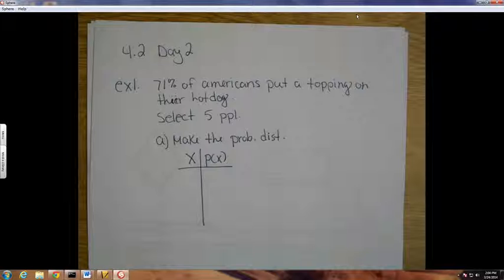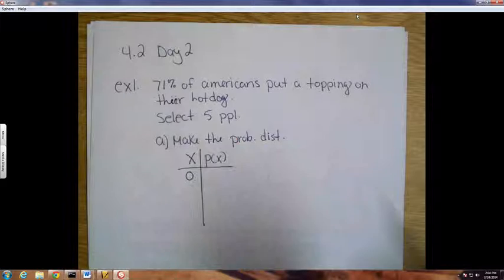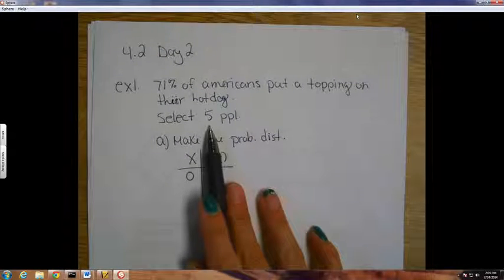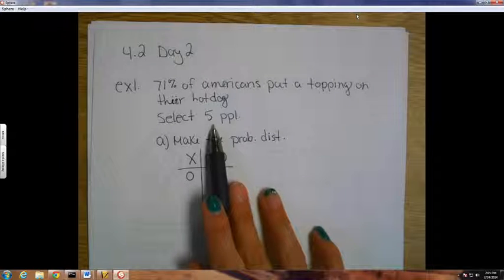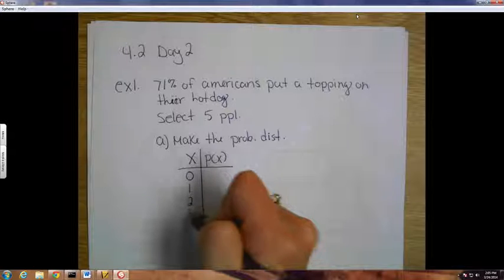So, remember, X is the number of successes. What's the fewest number of successes we can ever have in an experiment? 0. 0 successes. What's the most I can have? In this case, 5, because I'm only doing 5 trials. That's the most. So however many trials you're doing, that's the most you can have. So we are going to have 6 different probabilities in here.